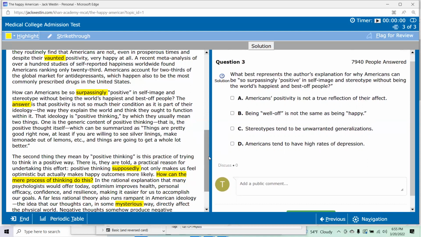Wait. Stereotypes tend to be unwarranted generalizations. Being well off is being happy.